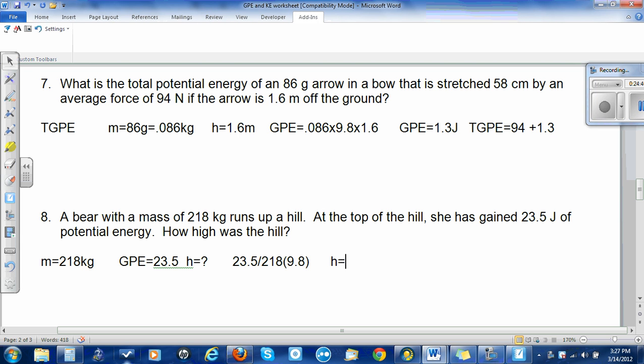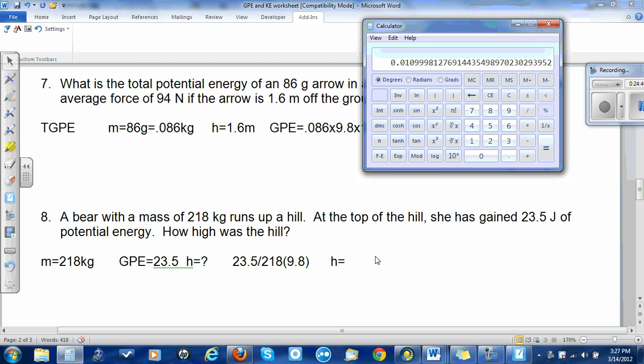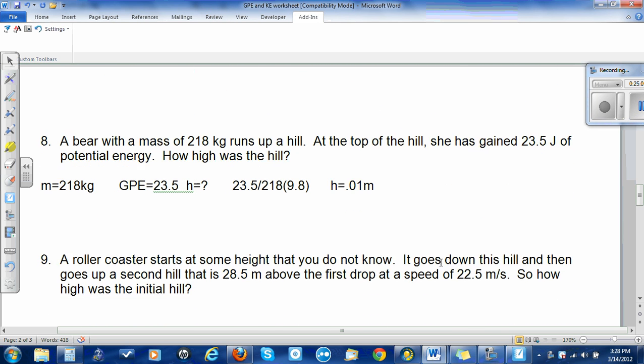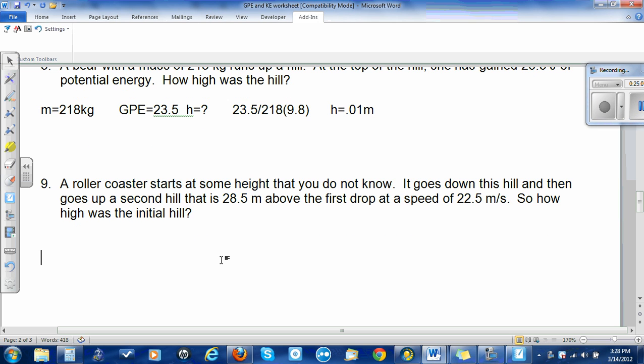How high was the hill? The hill is, it doesn't seem right. So this doesn't seem right, but they're saying that the hill is 0.01 meters. I think I changed that. Originally, I think this was kilojoules, so it would have been a lot more. But anyway, you see how to solve that problem.